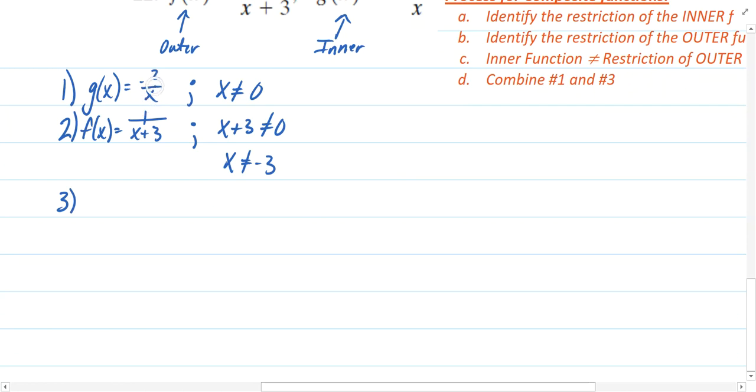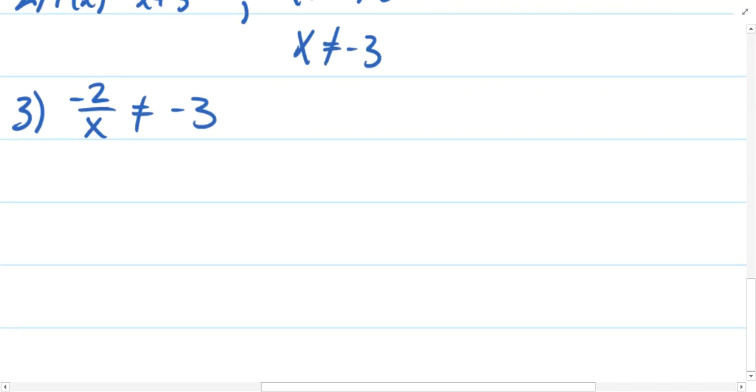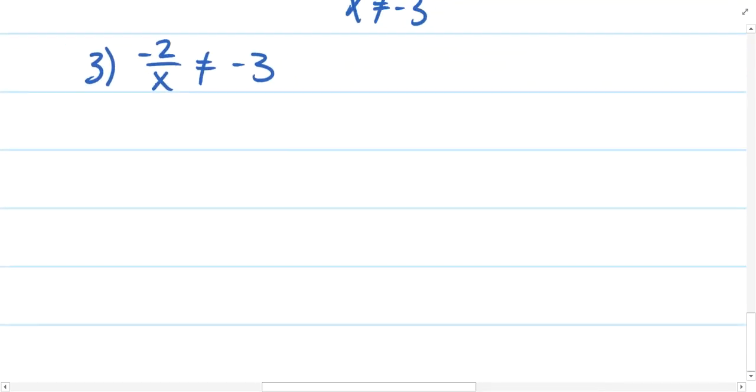As long as the result from the inner function doesn't equal a restriction on the outer function, then we'd be good to go, but there are times where that might happen. So for step 3, we will set the inner function, negative 2 over x in this case, equal to our restriction of the outer function, negative 3, and we'll determine what numbers make that true.